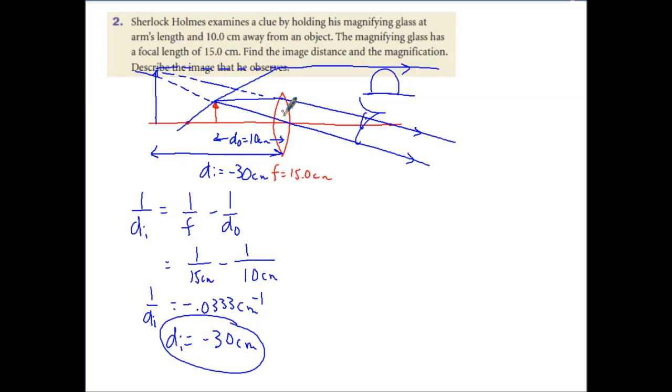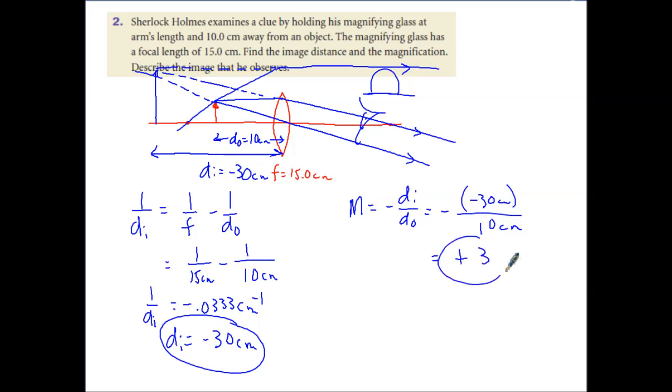Find the magnification. So M again is a ratio of negative di to do, and so negative, we have a negative 30 centimeters and 10 centimeters. That would be a magnification of a positive 3. So he gets 3 times the view of that clue.